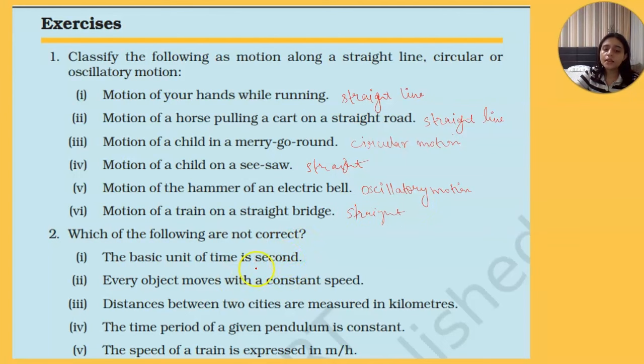Alright, so which of the following are not correct? The basic unit of time is second, correct. Every object moves with a constant speed? No, right? Distance between two cities is measured in kilometers? Yes, true. It can also be mentioned in meters. So, the time period of a given pendulum is constant? False. The speed of a train is expressed in meters per hour? No, kilometers per hour. Alright, so it's false.